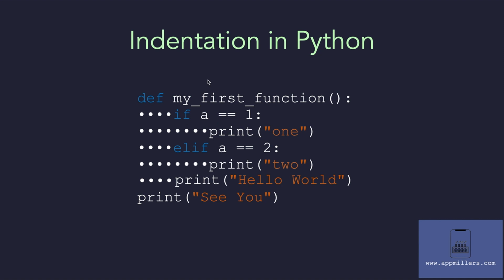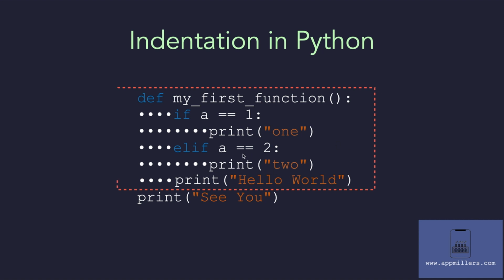Now if we want to have another block of code inside this if statement, we have to indent the code with an extra 4 spaces. So in this case, this print 1 is inside this if statement. As you can see, it is indented by 8 spaces, because the first 4 spaces are for this function and the next 4 spaces are for the if condition.